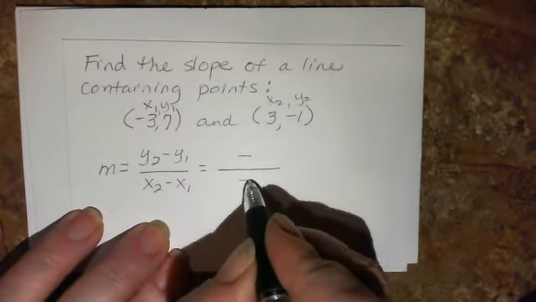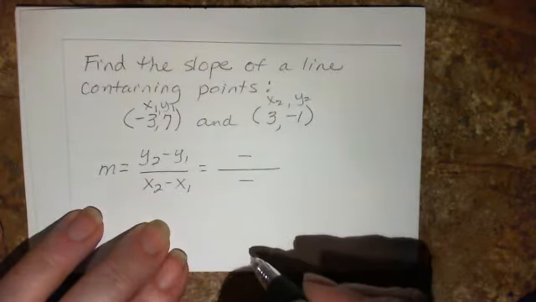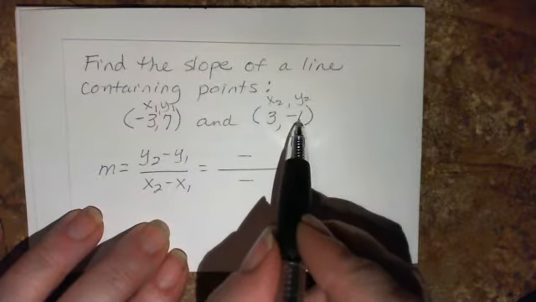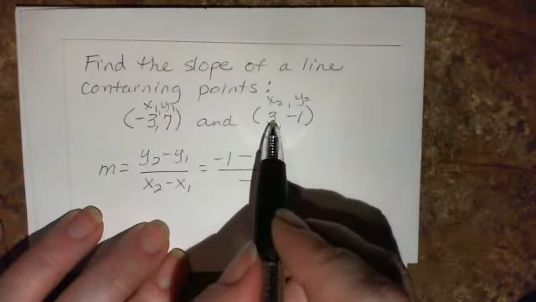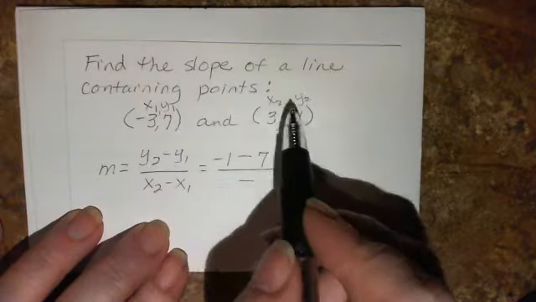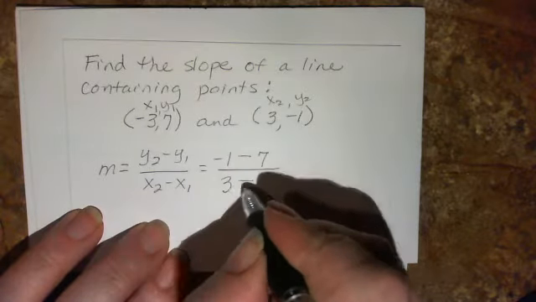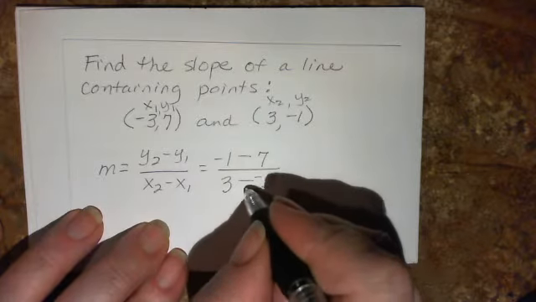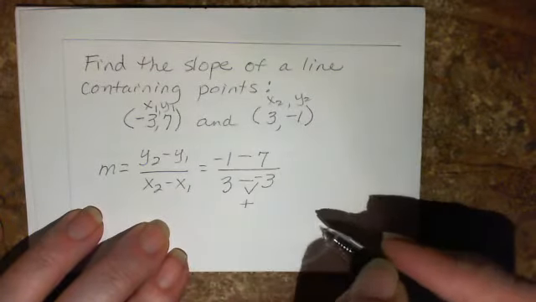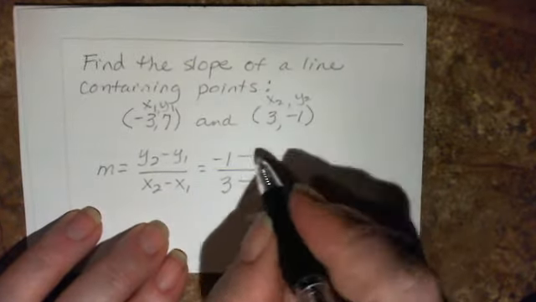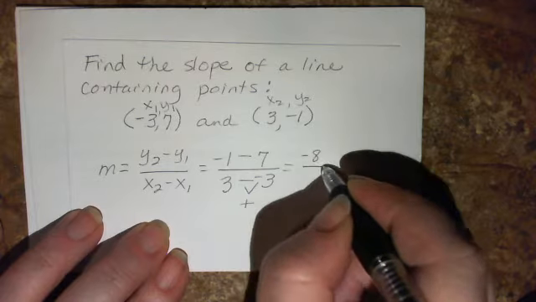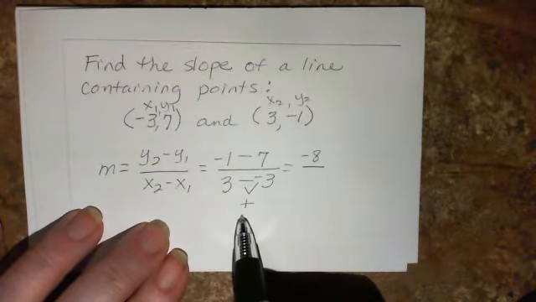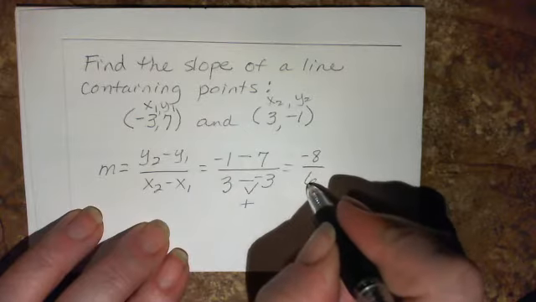And I encourage you again to put the subtract from your formula in before you put your values in. So here we now have y2 minus y1 is negative 1 minus 7. Negative 1 and 7. And our x values, 3 and negative 3. x2 and x1, 3 and negative 3. Okay, so notice here we have minus and negative changes to a plus. Okay, so here we have negative 1 minus 7 becomes negative 8. And 3 plus 3 becomes 6.